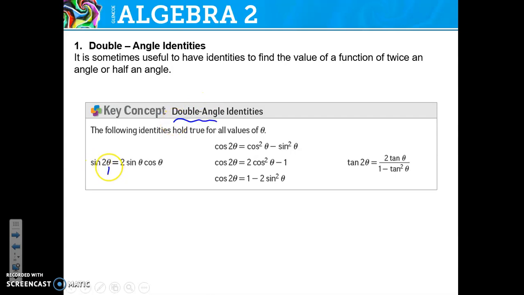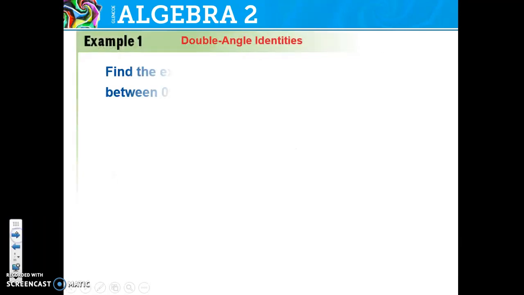So the sine of twice some angle theta is 2 times the sine of that angle times the cosine of that angle. If I know the cosine of 2 times an angle, there are 3 different ones I can use: cosine squared minus sine squared, 2 times the cosine squared of theta minus 1, and 1 minus 2 times sine squared of theta. Those all kind of come from each other. And if I know the tangent of 2 theta, then 2 times the tangent of that angle over 1 minus tangent squared of that angle is my identity. So we're just going to practice with some of these.